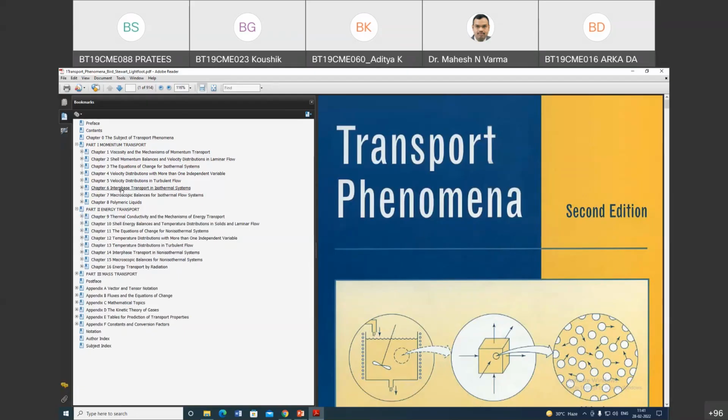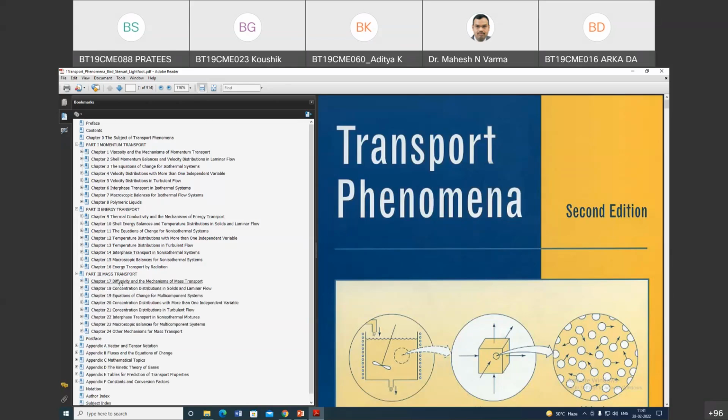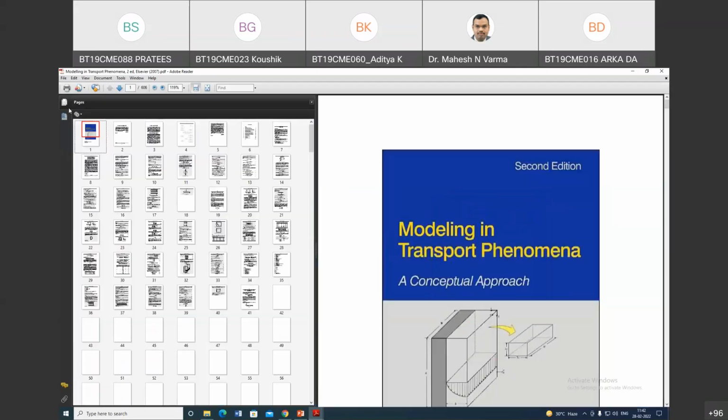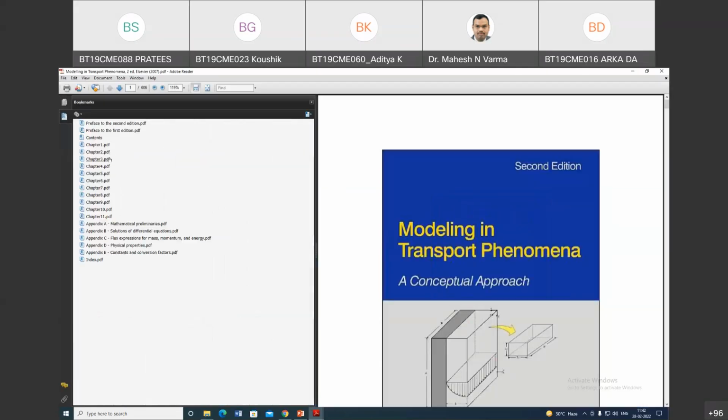You consider only flow over flat plate for this interface transport fluxes. Then chapter number 9 we have covered, and then part of chapter number 14 we have covered. This will be there in the examination. Similarly, chapter number 17 and chapter number 22. This is from BSL, and the same is given in this book also, Modeling in Transport Phenomena. Only the thing is, it is organized differently.